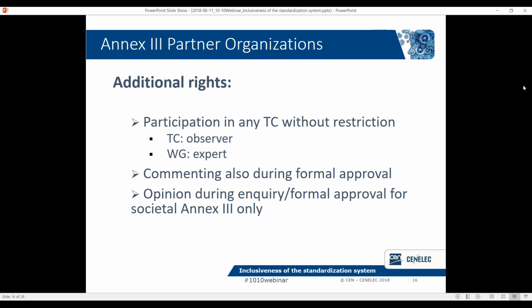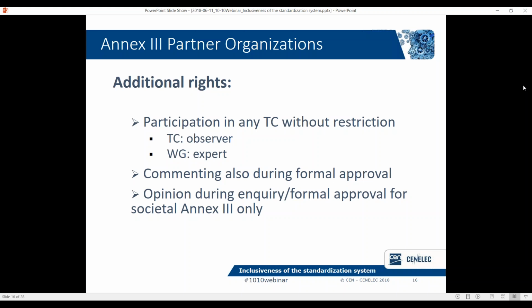Experts appointed by the Annex 3 partner organizations have the right to attend meetings and receive relevant documents of those technical committees, working groups they have requested access to. They have observership at technical body level and can appoint members to working groups with the same rights as the other working group members. In addition to the rights the other partner organizations have, Annex 3 organizations also have access to documents submitted to vote, and they can submit comments at voting stage.